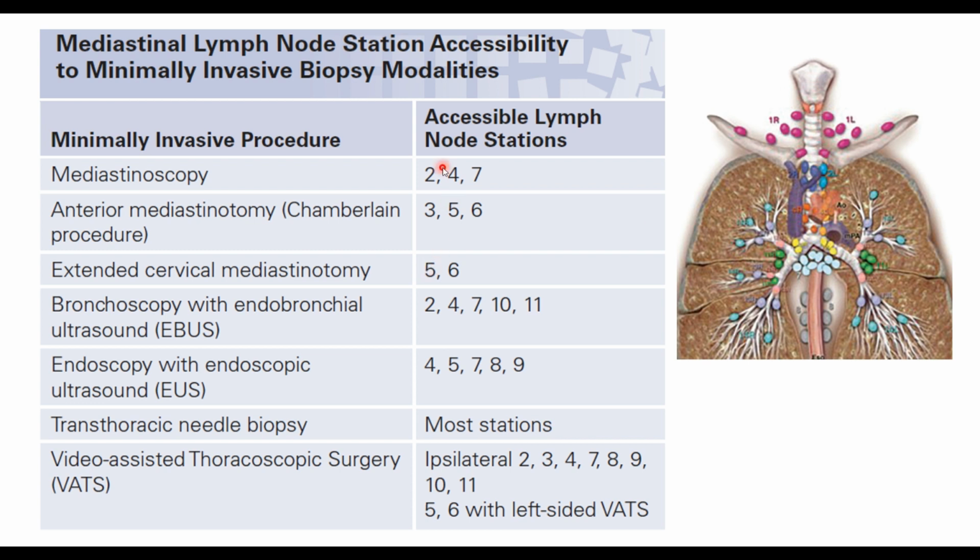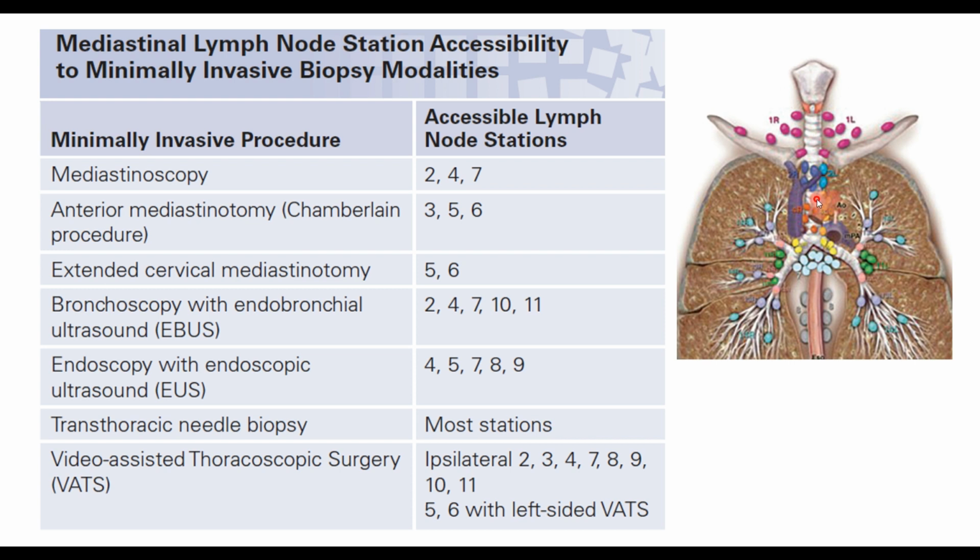There is no need to memorize this table by heart. It's a very logical thing. If we pass a bronchoscope into this, we'll be able to sample upper paratracheal, that is station 2 on either side. We'll be able to sample the lower paratracheal, station 4 on either side. We will be able to sample the subcarinal lymph nodes, that is station 7, and we will be able to sample the station 10 and station 11, the hilar and the interlobar lymph nodes.